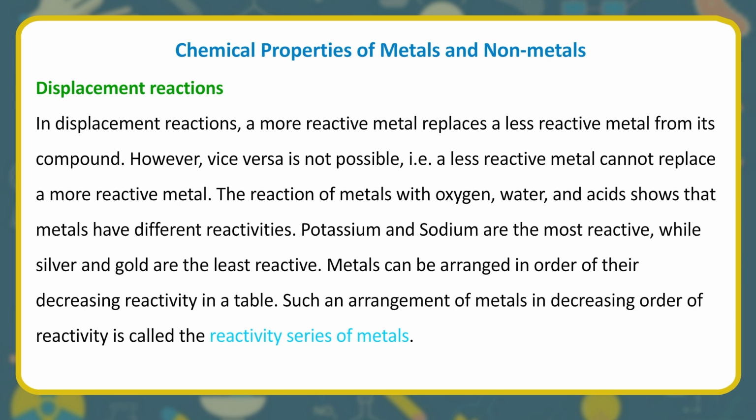The reaction of metals with oxygen, water, and acids shows that metals have different reactivities. Potassium and sodium are the most reactive, while silver and gold are the least reactive. Metals can be arranged in order of their decreasing reactivity in a table. Such an arrangement of metals in decreasing order of reactivity is called the reactivity series of metals.